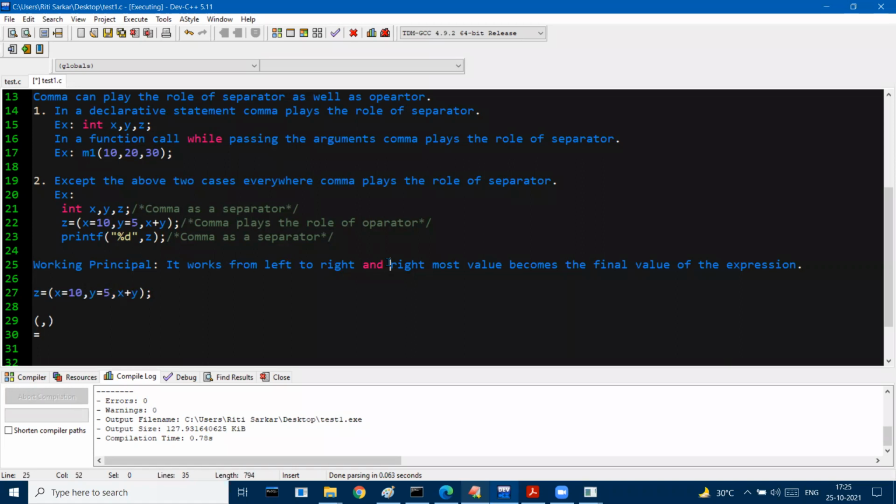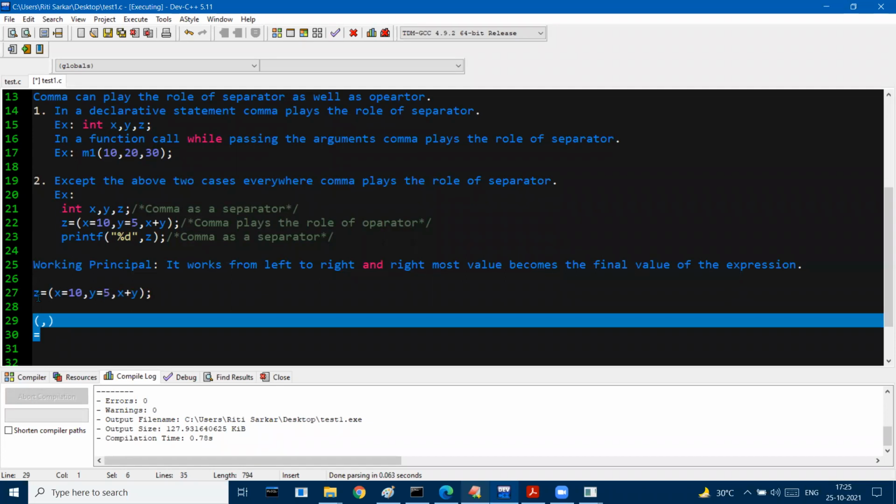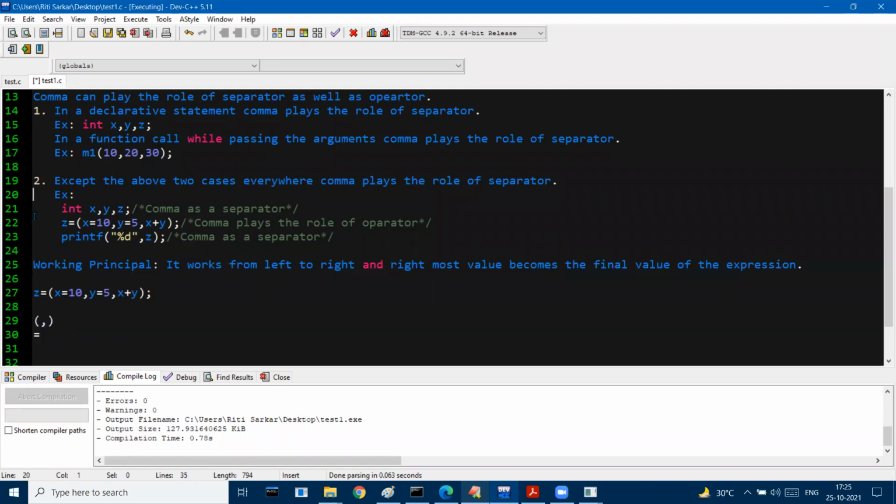Now what is it telling? Rightmost value becomes the final value of the expression. So here, what is the rightmost value? 15. So the 15 will become the total value of the expression. Rightmost value will become the final value of the expression. So 15 will become the final value of the expression, and that 15 will now be given to Z.